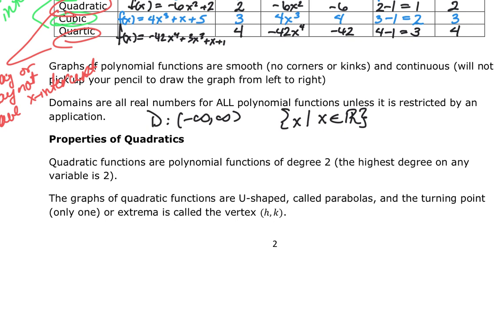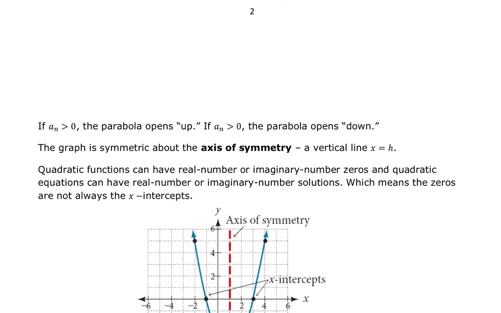Quadratic functions are polynomial functions of degree 2. That's the highest power or the highest degree on the variable. The graph of quadratic functions are U-shaped. They're called parabolas, and it will always have one and only one turning point. And that turning point, or the extrema, is called the vertex, and it is noted as h, k. If the leading coefficient is positive, then the graph will open up and it'll look something like that. If the leading coefficient, make sure you change that on your notes, is negative, it will open down and it'll look something like that, U-shaped like that.